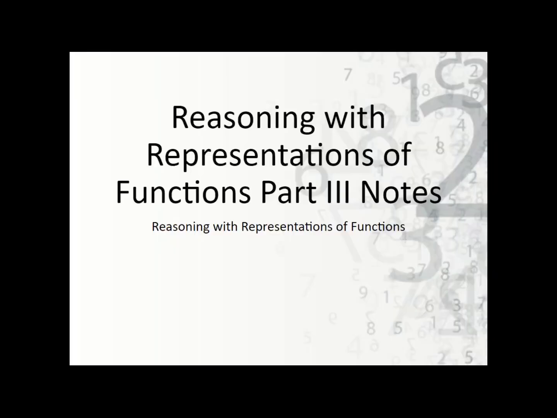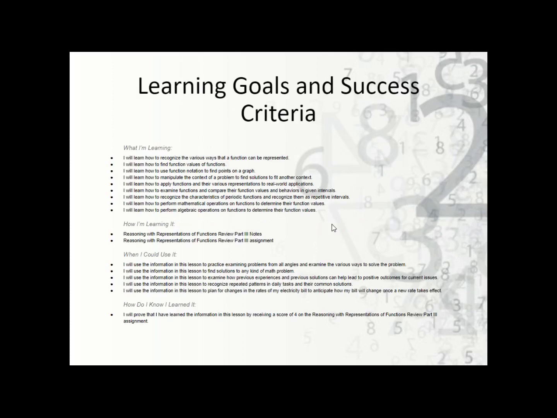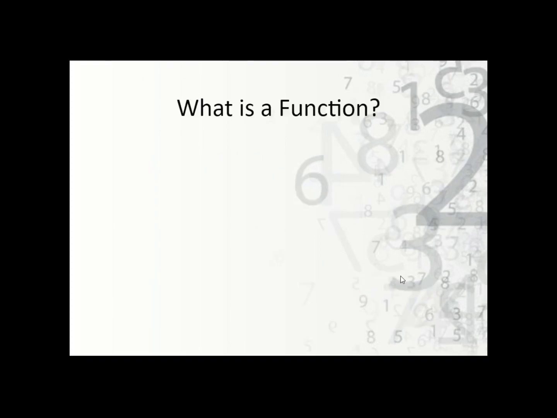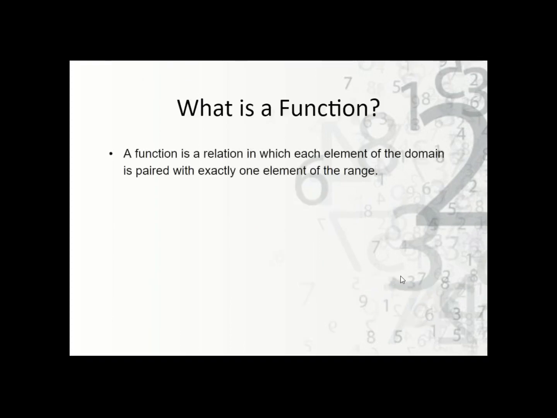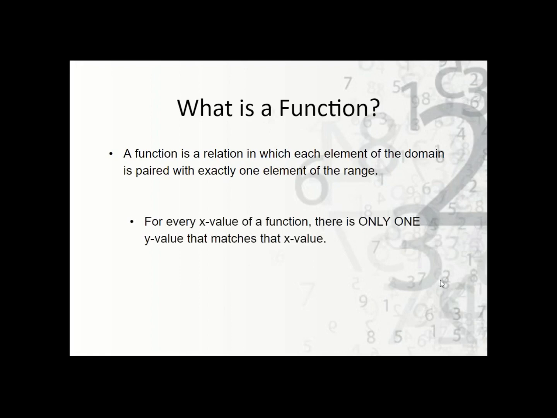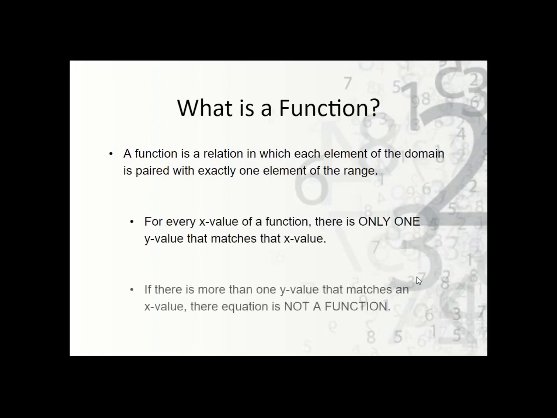Let's take a look now at the Reasoning with Representations of Functions Part 3 notes. The notes begin with the learning goals and success criteria. Now, what is a function? A function is a relation in which each element of the domain is paired with exactly one element of the range. So that means that for every x, there's exactly one y that matches with that x value. If there is more than one y to match up with an x, then it is not a function.